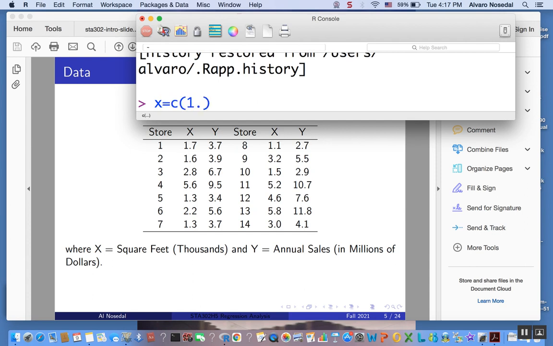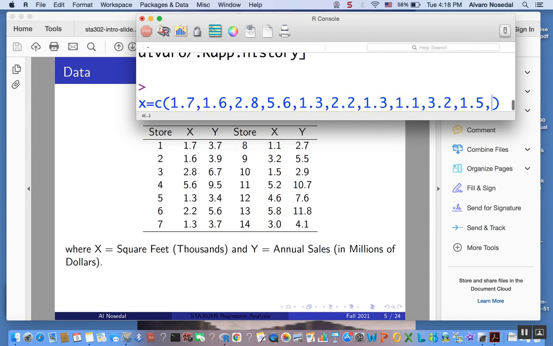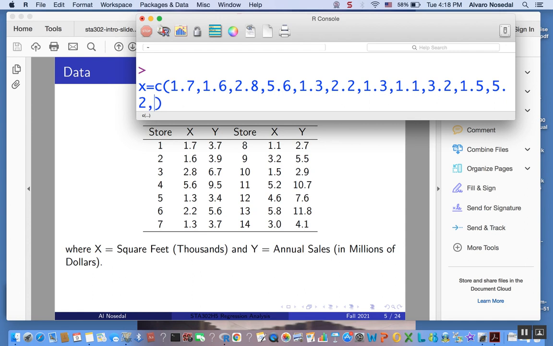So 1.7, 1.6, 2.8, 5.6, 1.3, 2.2, 1.3, then we have 1.1, 3.2, 1.5, 5.2, 4.6, 5.8, and 3.